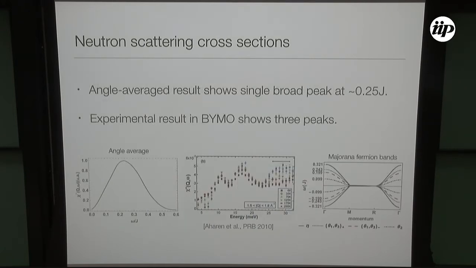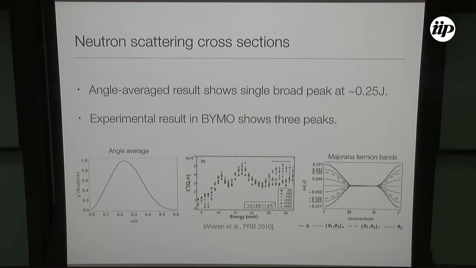Yes, but to compare with available experimental data, there have been only neutron scattering experiments on powder samples. That means we have to average. We don't have information about the direction for the scattering. We have to average over angles. And in this case, that's what we do here. Integrate over a sphere for some Q in some range. And in this case, you get a single broad peak in the cross section.